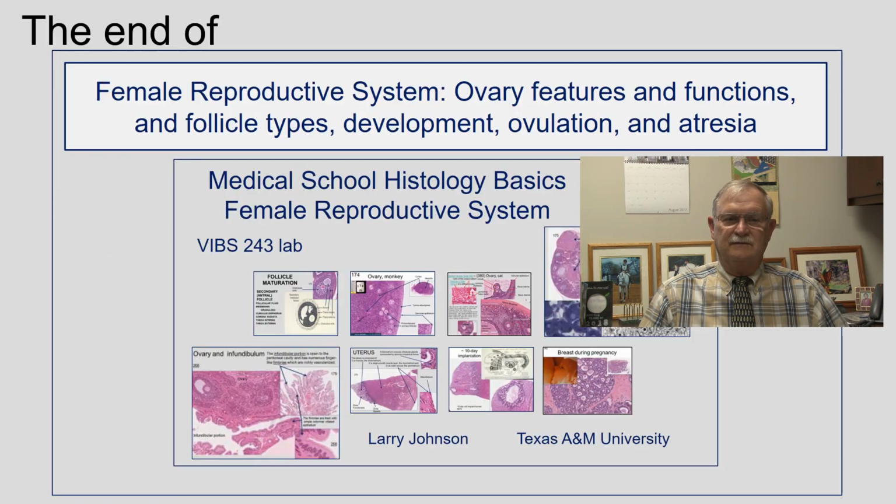This is the end of the female reproductive system, and this part talked about the ovary, its features and functions, types of follicles, development, ovulation, and atresia.